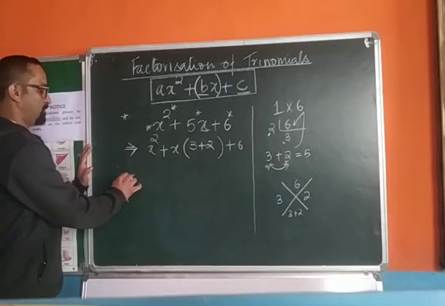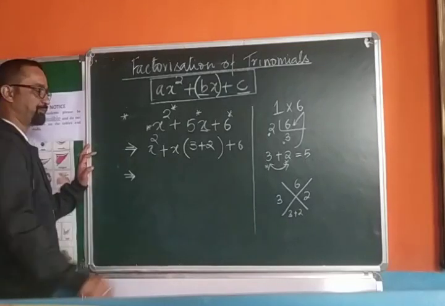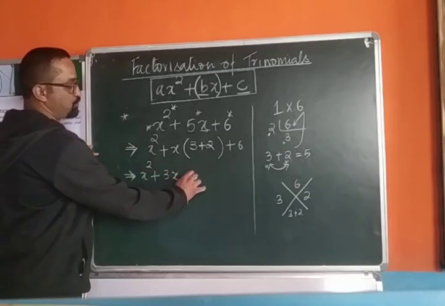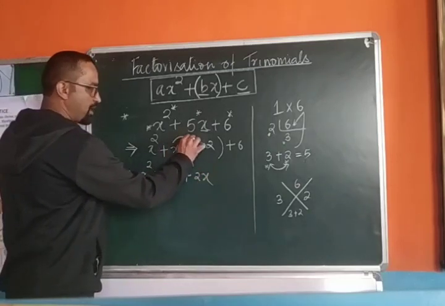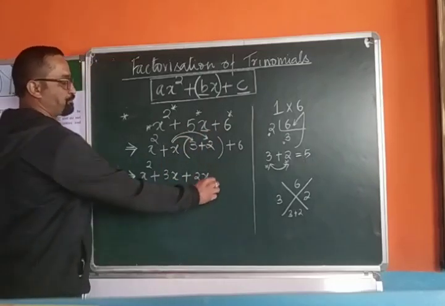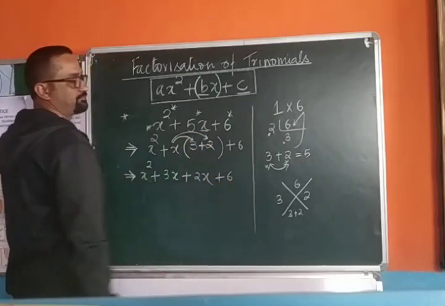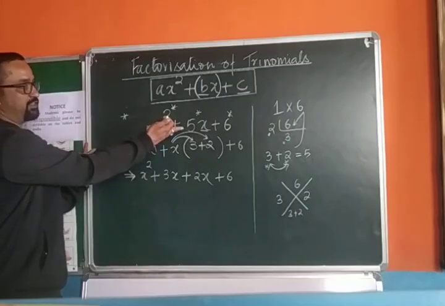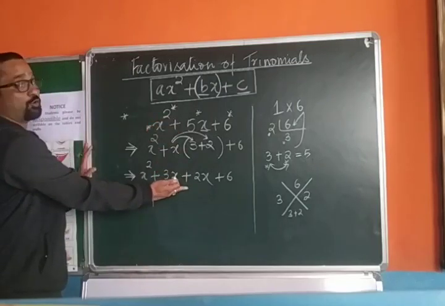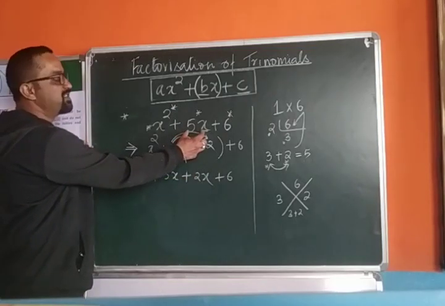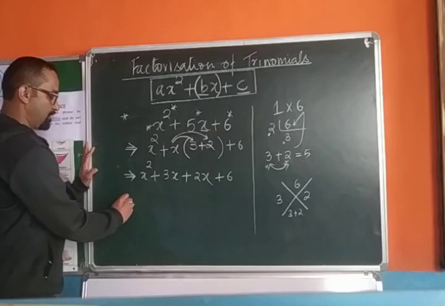Now, second step, x squared plus 3x plus 2x, multiply both the terms inside the bracket, plus 6. We had 3 terms in the beginning. Now we have 4 terms because we have split the middle term.